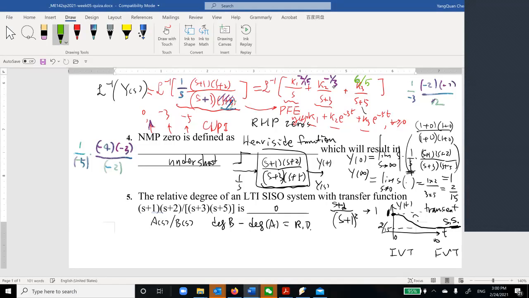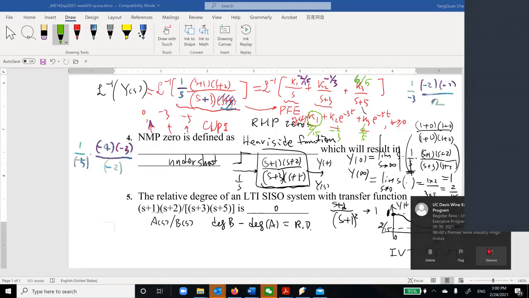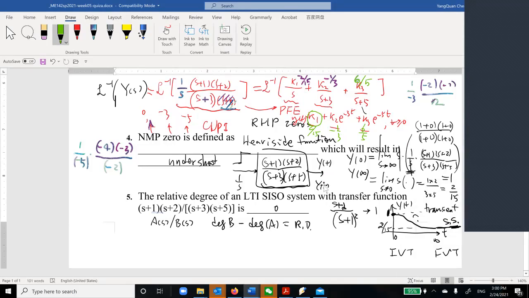So K1 is 2 over 15, K2 is -1/3, and K3 is 6 divided by 5. So you can see this is so simple now. So when you do CUPI for the step response, if I want you to do this, you should be able to do it, okay?